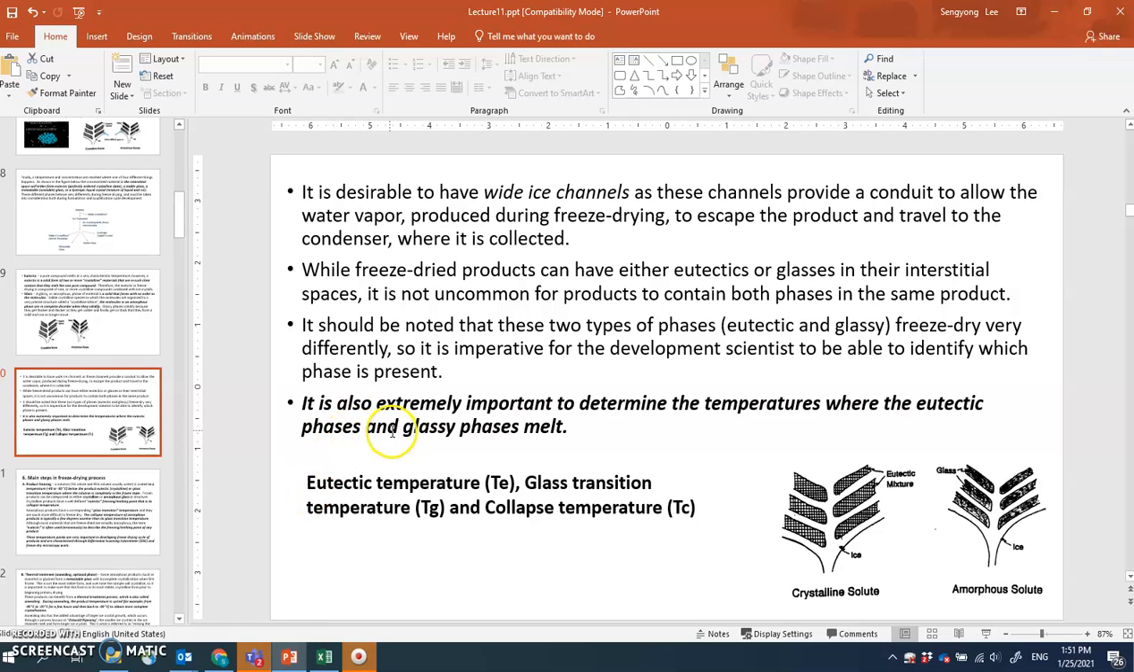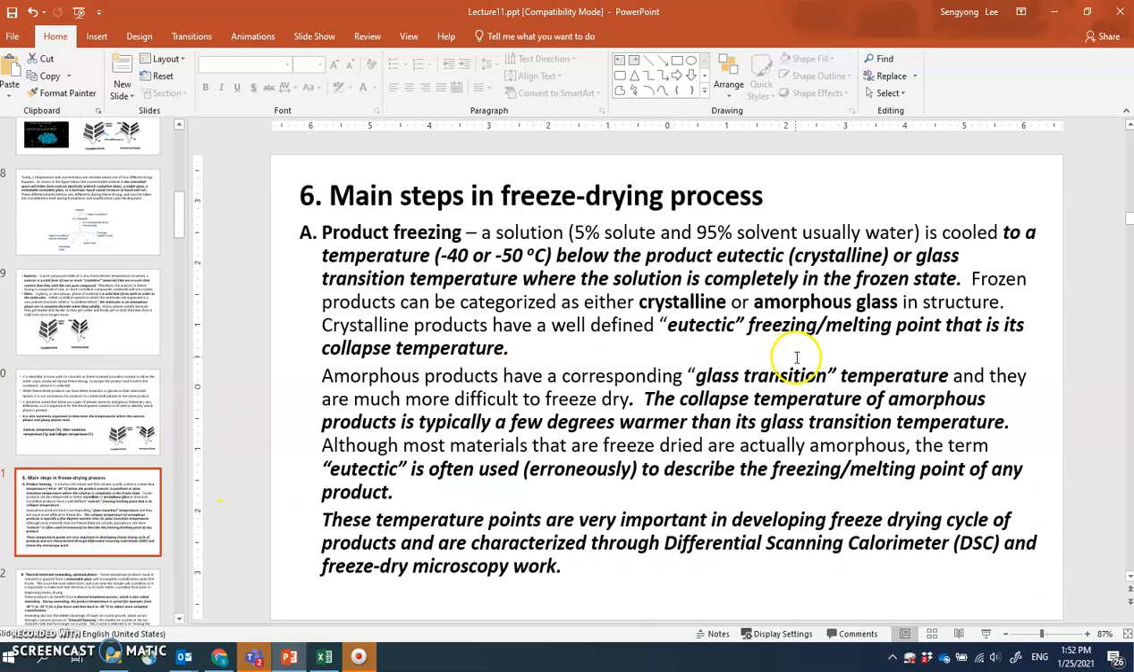Okay, so it is also extremely important to determine the temperature where the eutectic phase and glass phase melt. Okay, so you understand the melting temperature, and then your freezing temperature during your freeze drying should be lower than the eutectic melt and glassy melt points. So to define eutectic temperature, glass transition temperature, and collapse temperature, three different temperature points are really important. Okay, so your freezing point should be much lower than these. So, main steps in the freeze drying process.